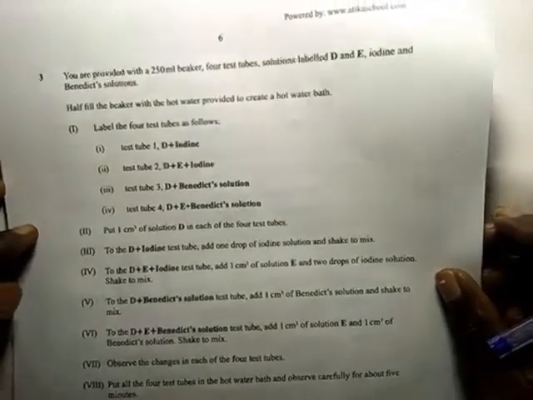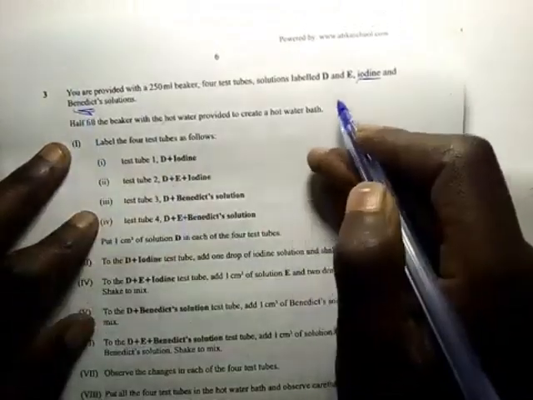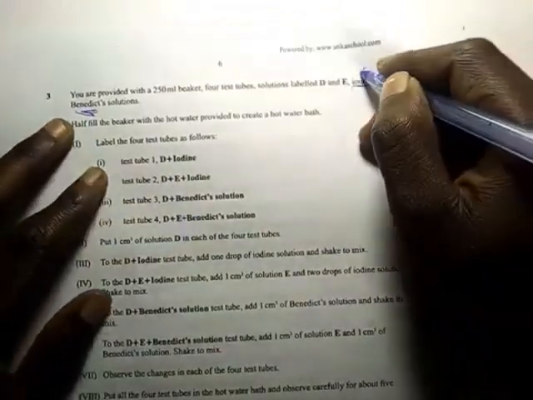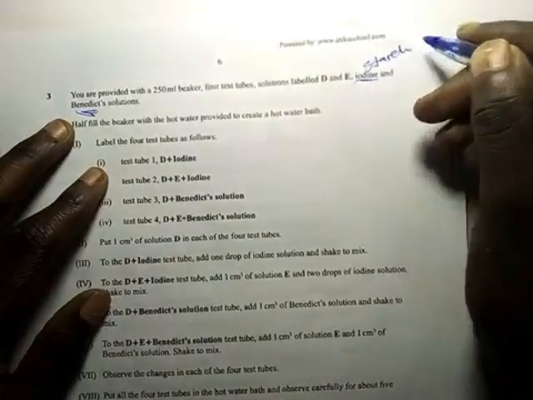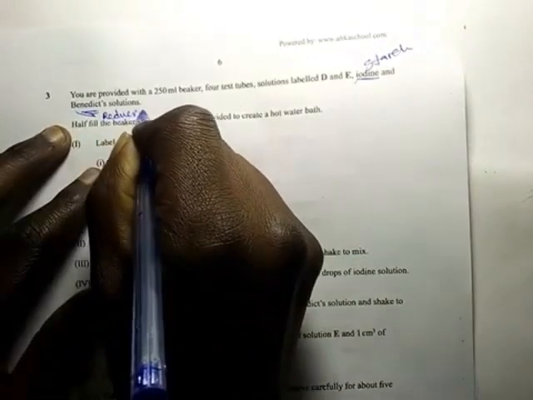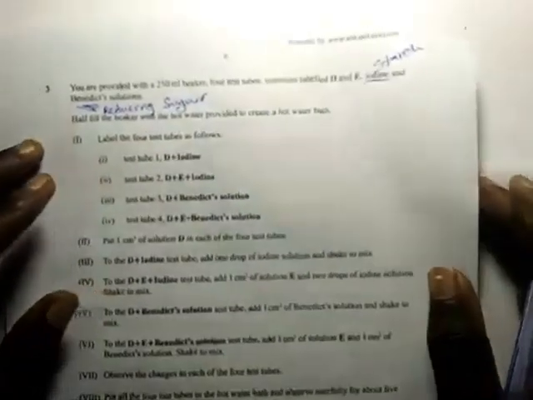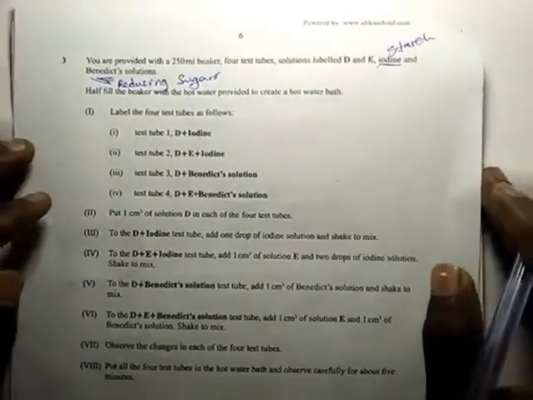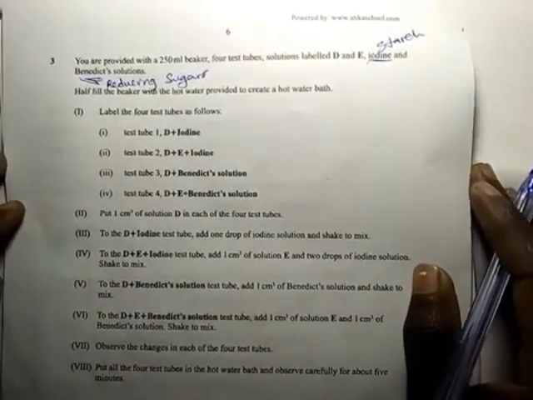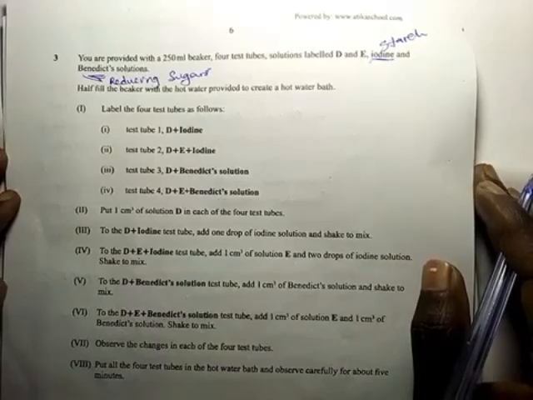First of all, you should be able to know what the reagents you are provided are used to test for. Iodine is used to test for starch, Benedict solution for reducing sugars. Now we read the procedure. Half fill the beaker with the hot water provided to create a hot water bath.